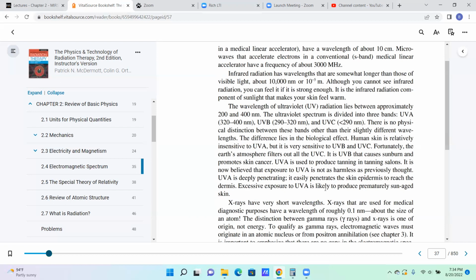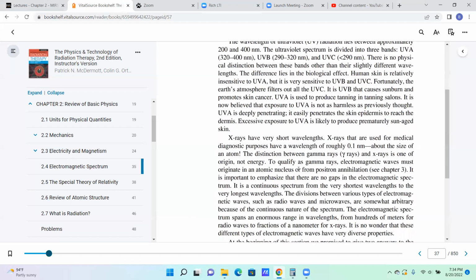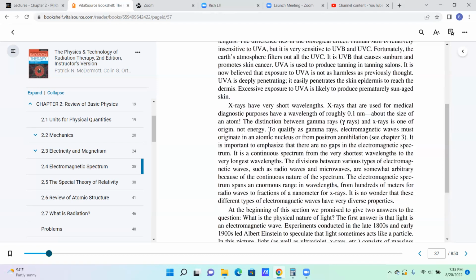The atmosphere filters out all of the UVC. It is UVB that usually causes sunburns and promotes skin cancer. UVA is used to produce tanning in tanning salons. It is now believed that exposure to UVA is not as harmless as previously thought. UVA is deeply penetrating, and it penetrates the skin epidermis to reach the dermis. Excessive exposure to UVA is likely to produce premature sun-aged skin.